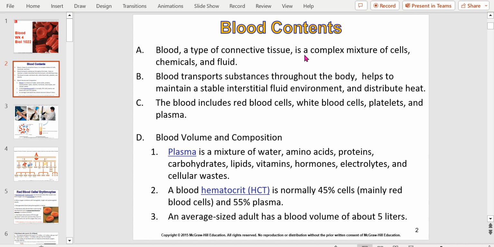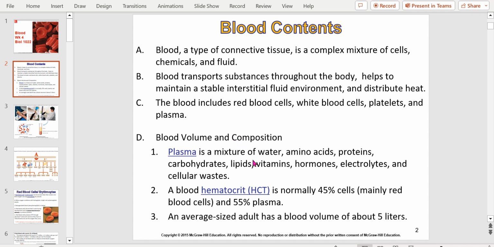Blood itself is a complex mixture of cells, chemicals, and fluid. It transports substances throughout the body and helps to maintain a stable interstitial fluid environment. You'll remember that term from last week when we introduced the immune system. Interstitial fluid is the space in between cells. It also distributes heat throughout the body from the muscles. The blood includes RBCs, WBCs, platelets, and plasma. We'll get into all these different functions later on.